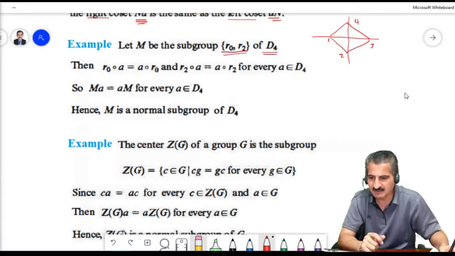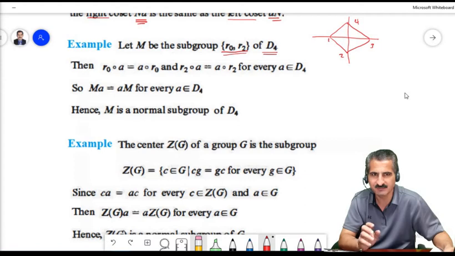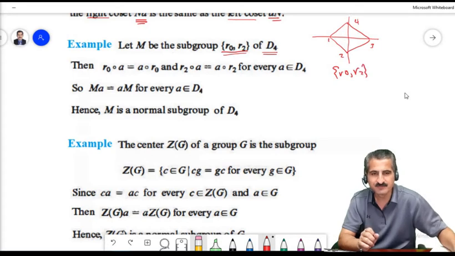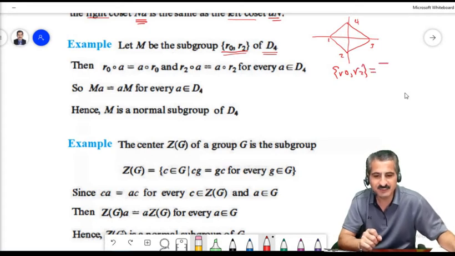Simply we will check, but the idea here is quick. D4 has 8 elements, right? So we have to compute the left coset and right coset of every one of these elements. So we have to compute 8 left cosets and 8 right cosets, same thing as we have done with N. But here, remember that this subgroup was special for us, R0 and R2, and we have seen it when we were asked to find the center of the group D4.